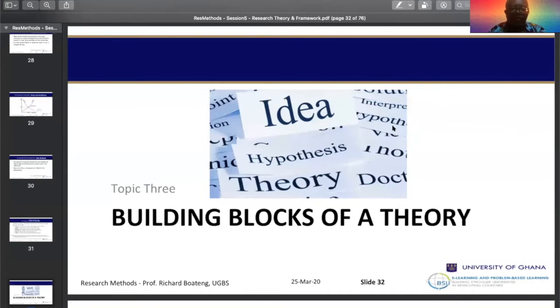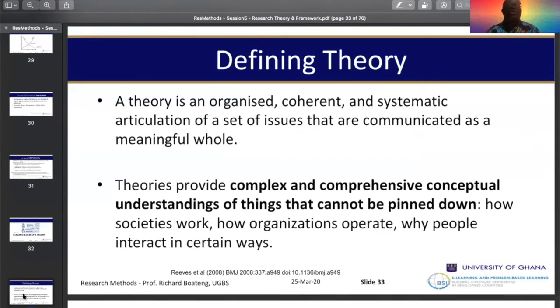Good. So building blocks of a theory. We mentioned that a theory is a coherent set of general propositions which are used as principles of understanding, explaining, and predicting apparent relationships in certain observed phenomena. To continue, I just want to give you another definition of theory. A theory is an organized, coherent, and systematic articulation of a set of issues that are communicated as a meaningful whole. Theories explain.